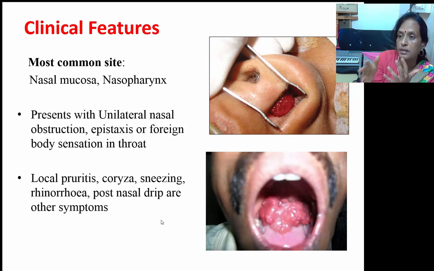So other complaints are, there may be itching, then rhinitis, sneezing, that is rhinorrhea, post nasal drip, I think so. Symptoms are related to where the lesion is. So most commonly we say nasal mucosa. That's why this disease was labeled as rhinosporidiosis.